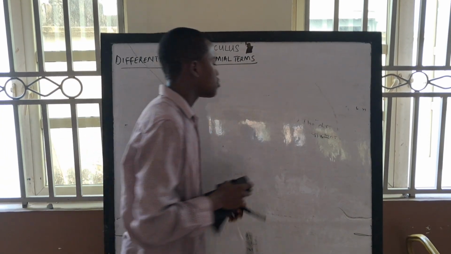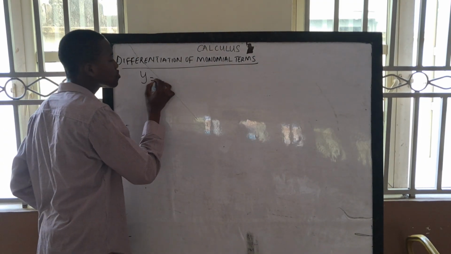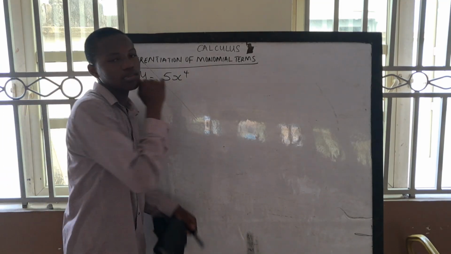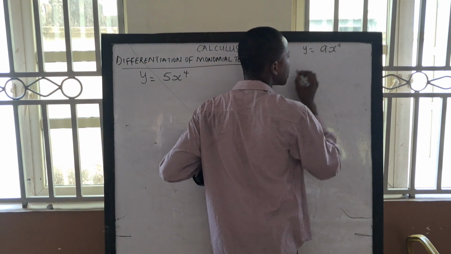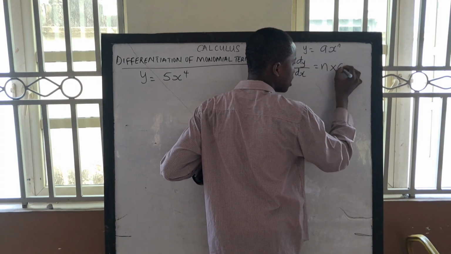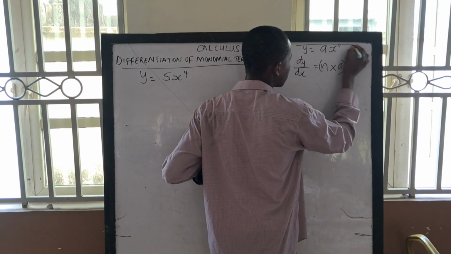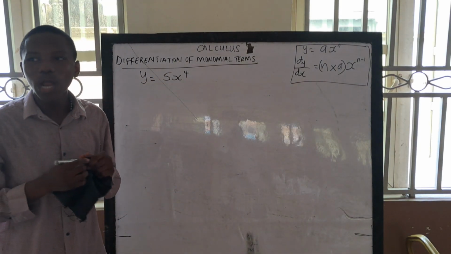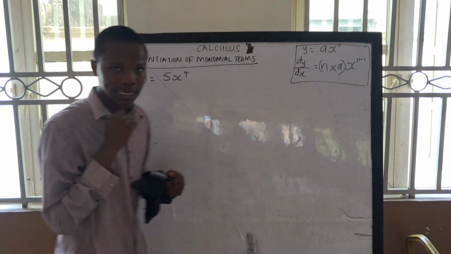Differentiation of monomial terms, right? So now, if I have y equals 5x raised to power 4, this is a monomial term, and I'm asked to differentiate this. Recall, if you have y equals ax raised to power n, and I'm differentiating, dy dx is n times ax raised to power n minus 1. We'll be following this rule to solve all our differentiation questions.